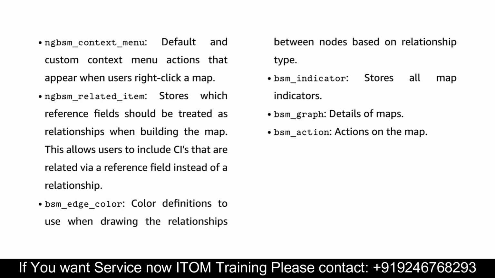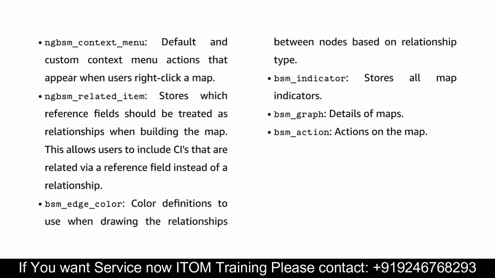And BSM indicators are also there, which store all map indicators. What does it mean? This is very important, because map indicators play an important role in creating the mapping. And BSM graphs are also there, with details of the maps. Any information about maps will be stored in the graph table. And BSM underscore action will be there, for actions on the map. What kind of actions will be on your map, each and everything will be stored.